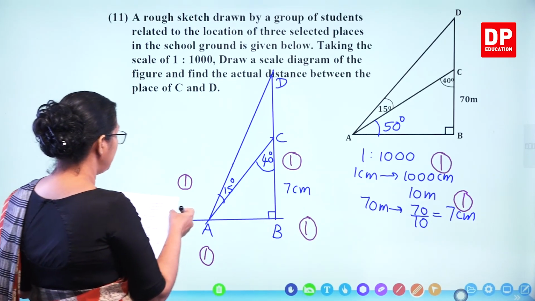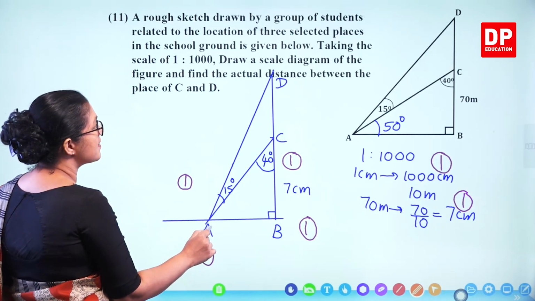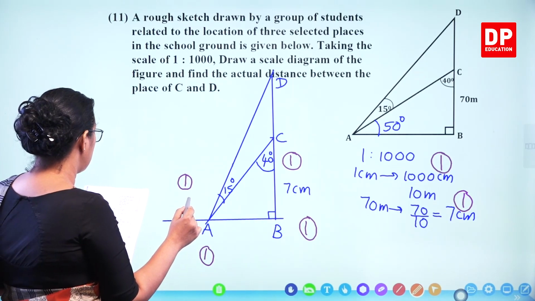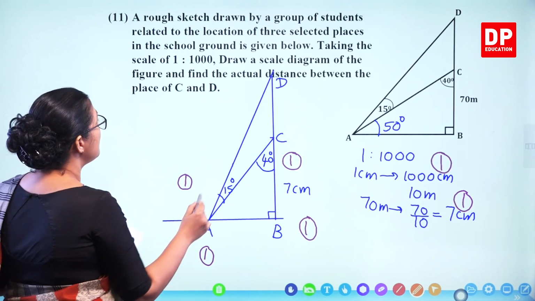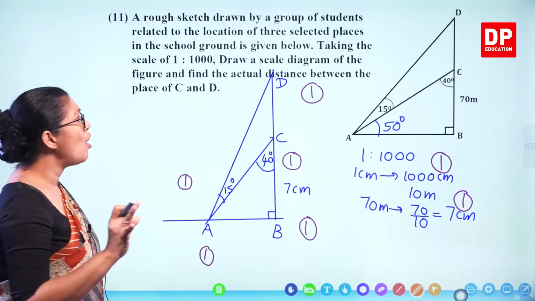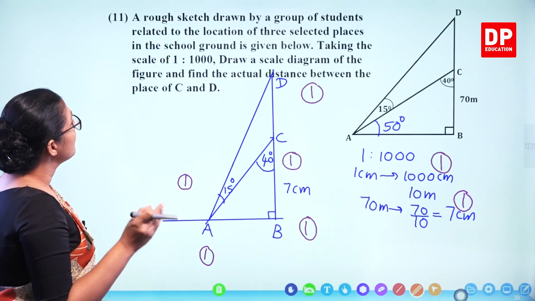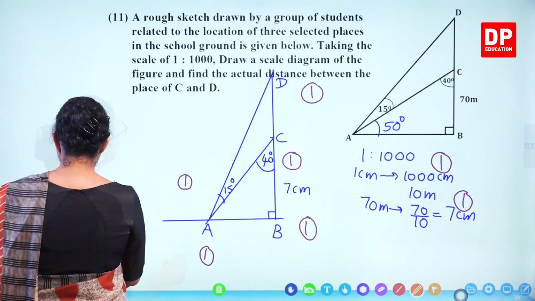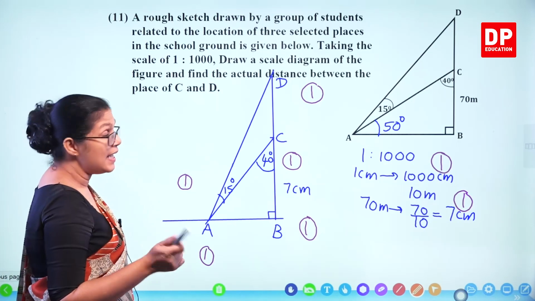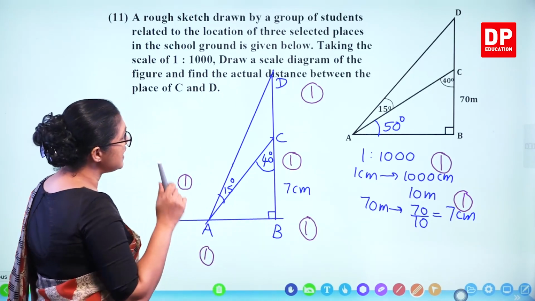So all together 1, 2, 3, 4, 5, 6. And marking D point also you get 1 mark. So 7 marks for drawing the scale diagram. Now we'll answer the question. Now we need to find out the actual distance between the place of C and D.